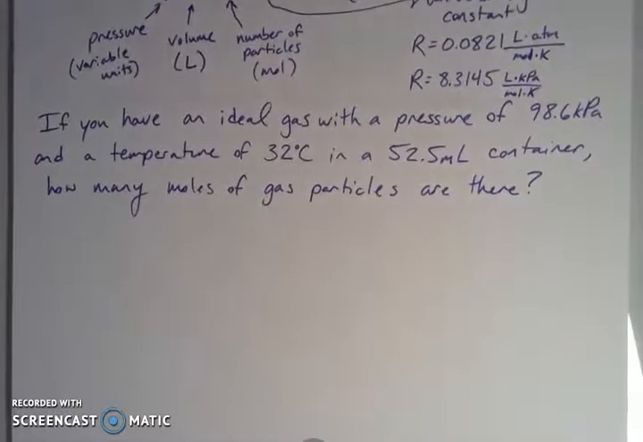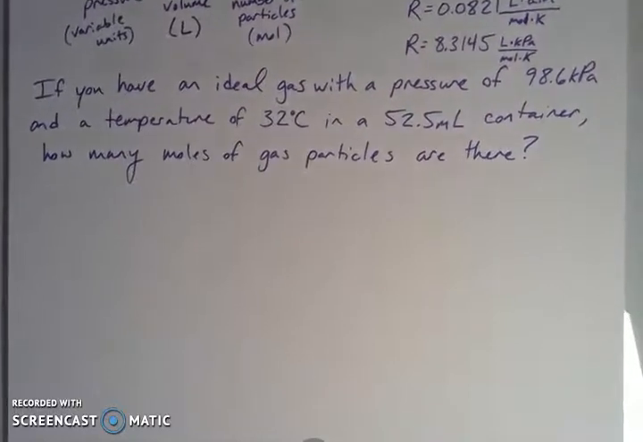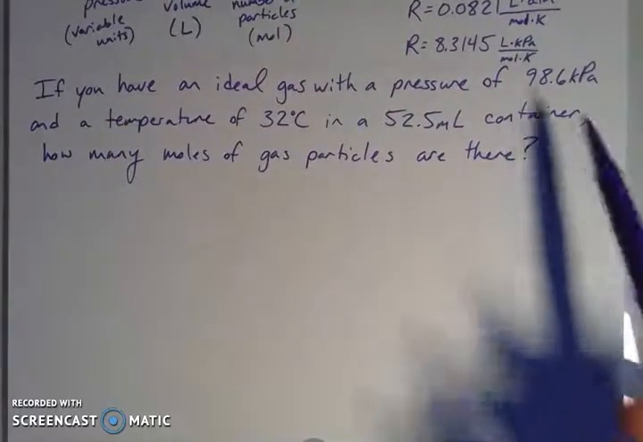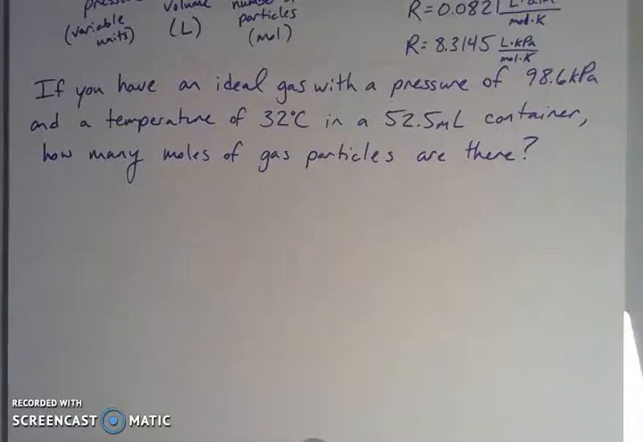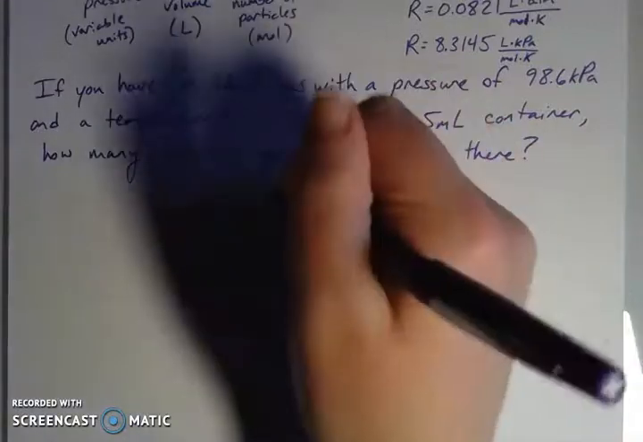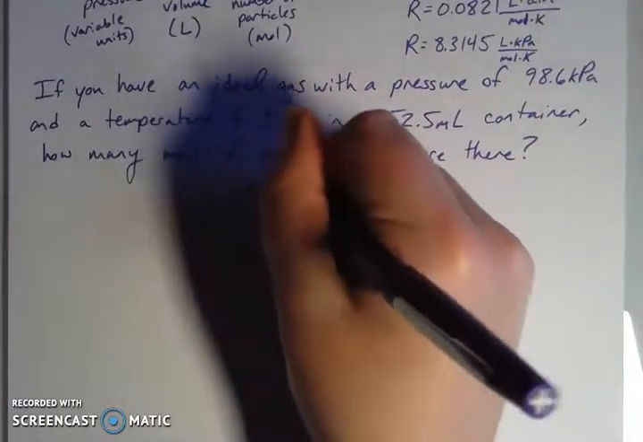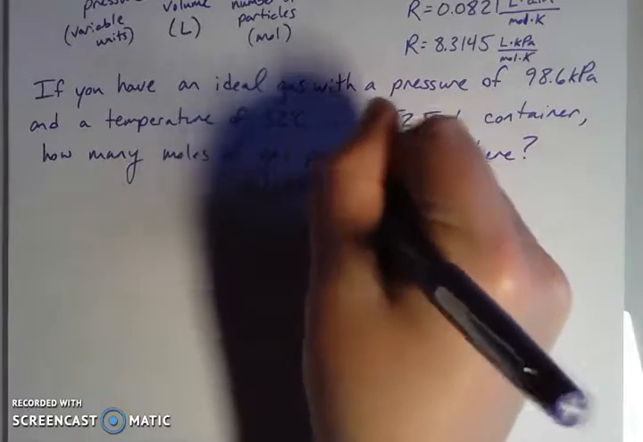So let's look at an example. Let's take an ideal gas with a pressure of 98.6 kilopascals, a temperature of 32 degrees Celsius, in a 52.5 milliliter container, and it wants to know the number of moles of gas particles. So we're given a whole bunch of different things. So here's PV equals nRT.